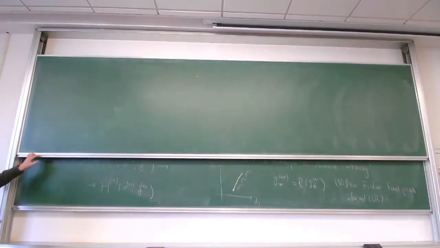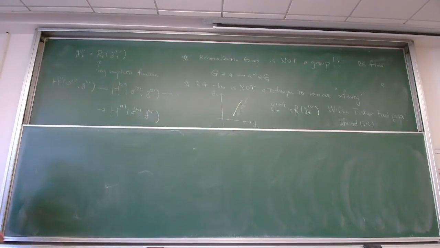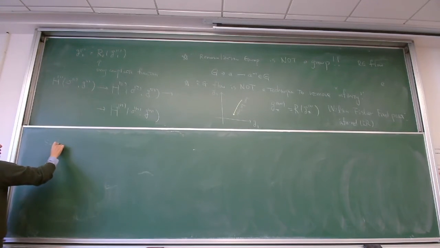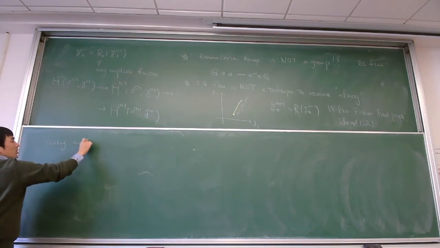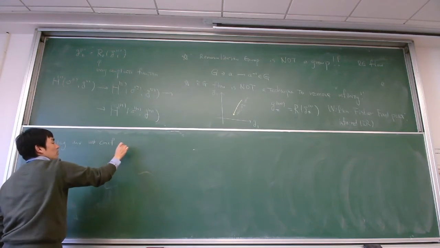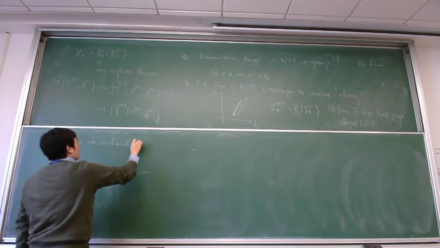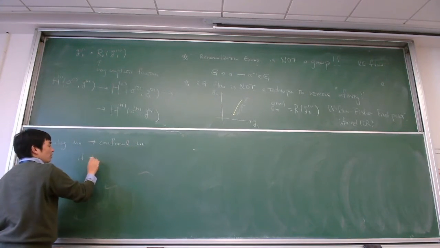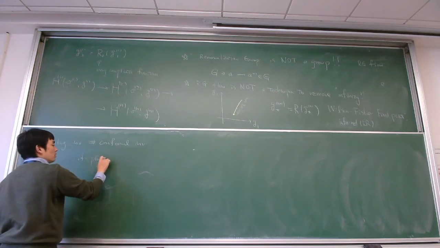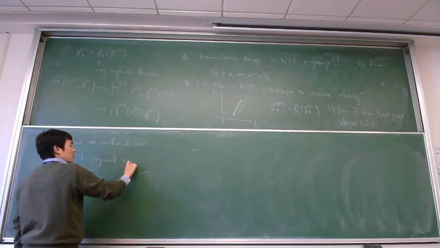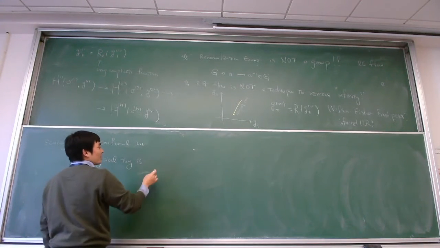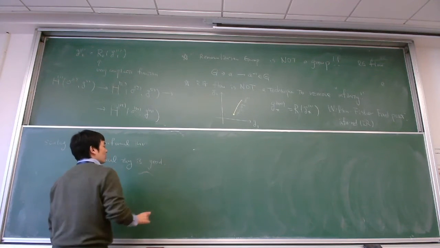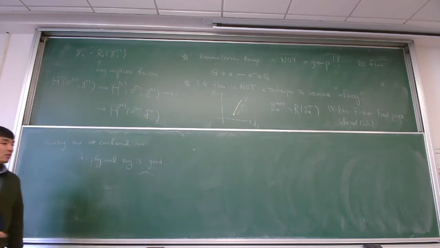There are lots of arguments. If the theory is not pathological, scaling invariant somehow means conformal invariant. If a physical theory is a good theory, it's very well behaved, it's not pathological. So there are lots of arguments.